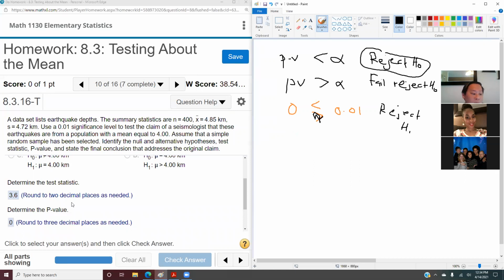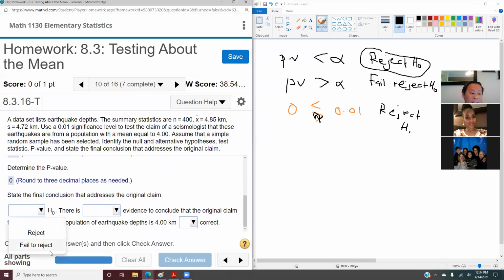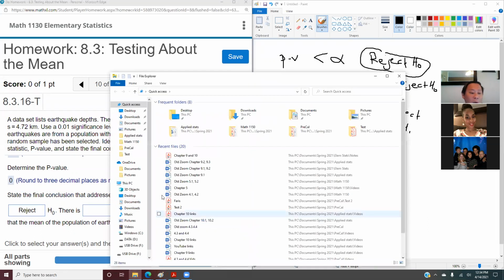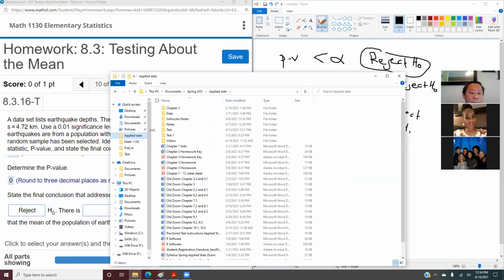So for this case, you will be rejecting. This is how you pick it. You reject, and now you look at your conclusion. Again, your conclusion is the same as the table from Chapter 8 that we have. Let me show it to you.